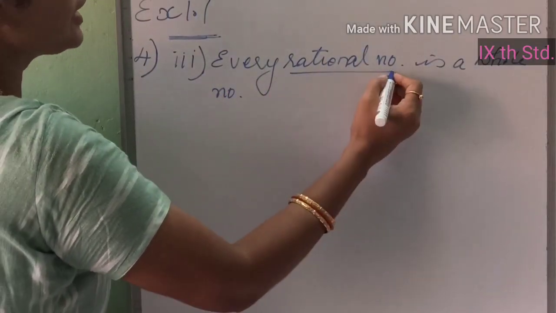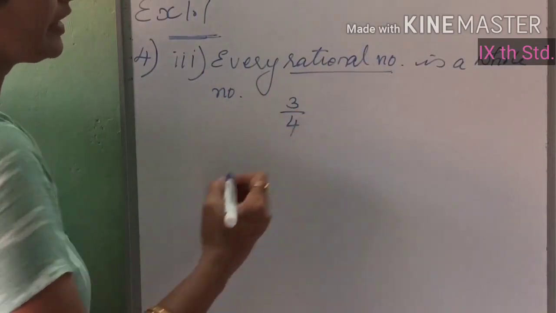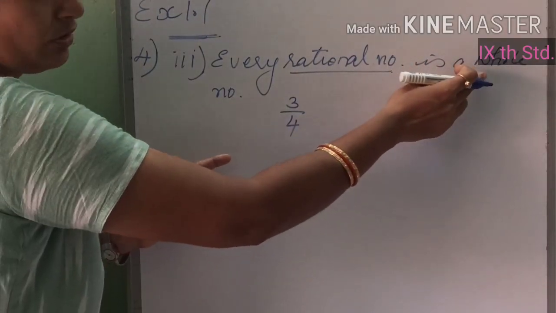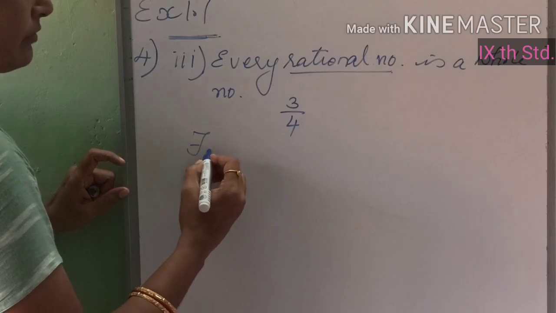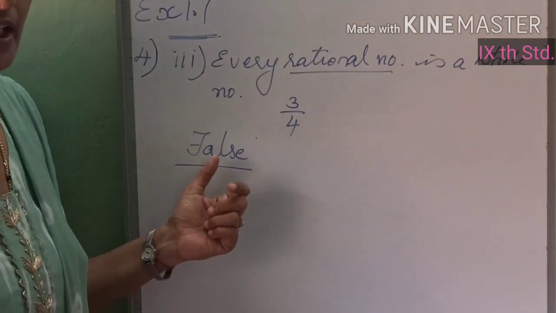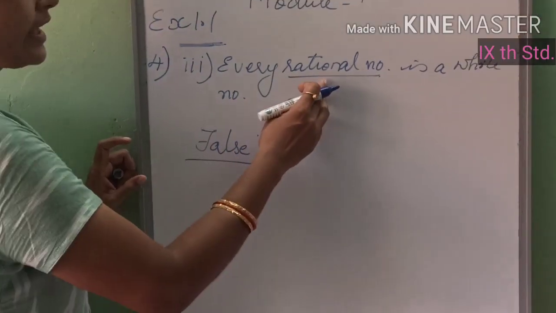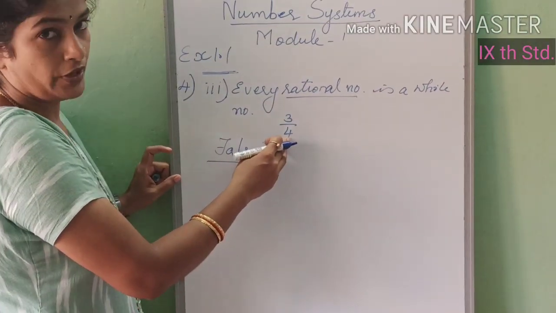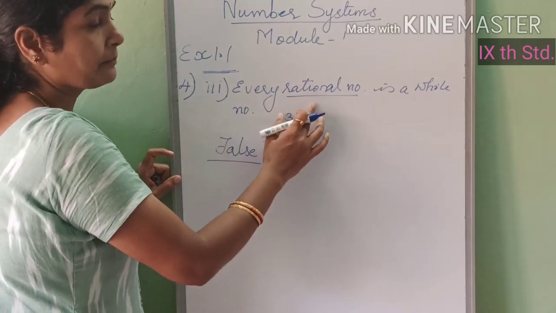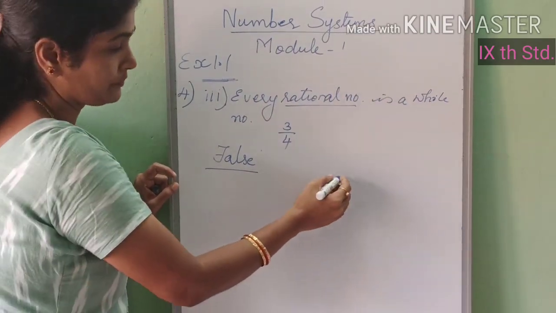Now, rational number. They have said 3 by 4, if I take, 3 by 4 is a rational number but it is not a whole number. Therefore the statement is false. So how do you justify it? You justify it by saying that rational numbers will include fractions but whole numbers do not. Therefore every rational number is not a whole number.